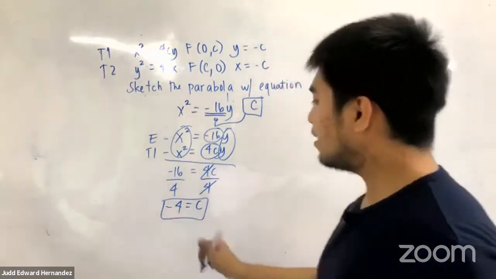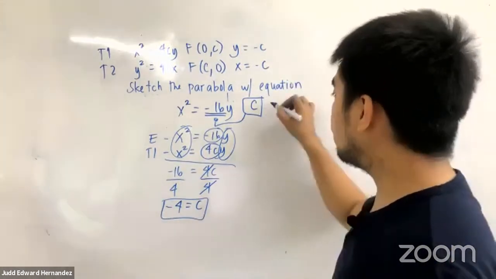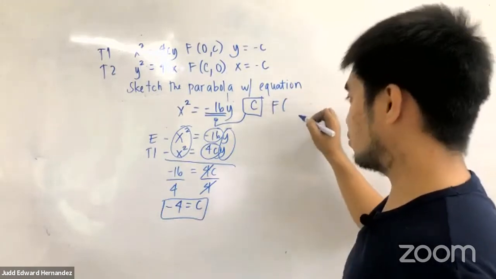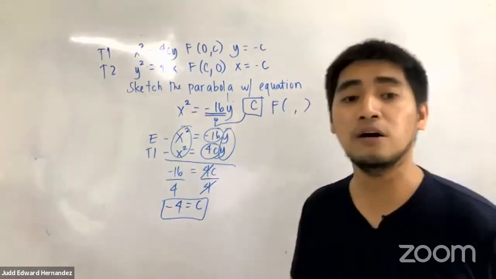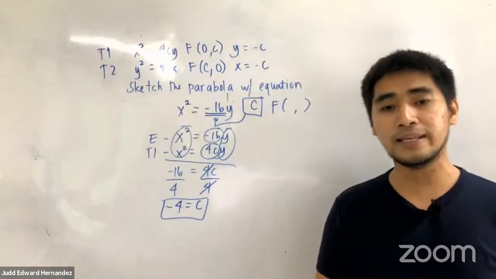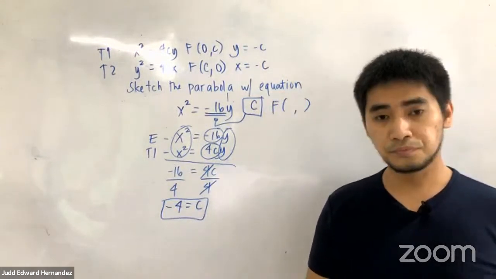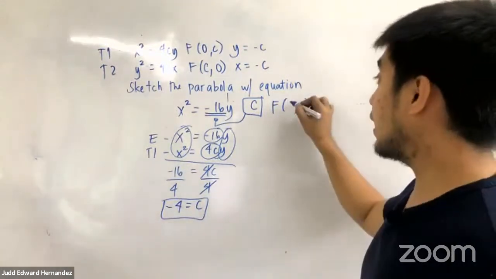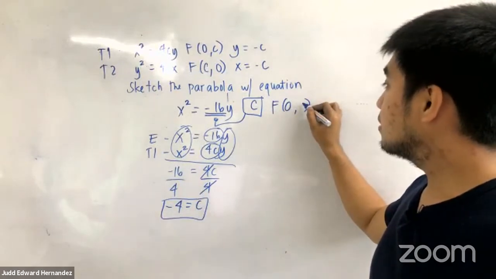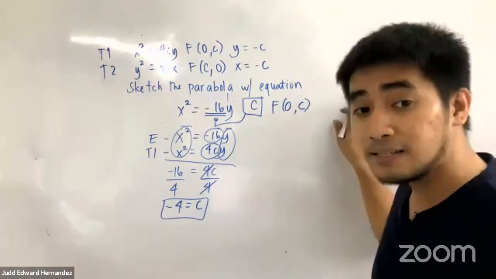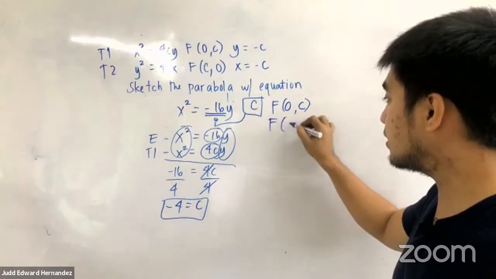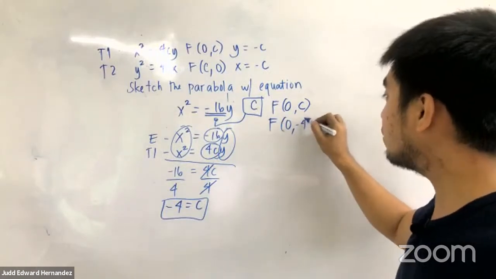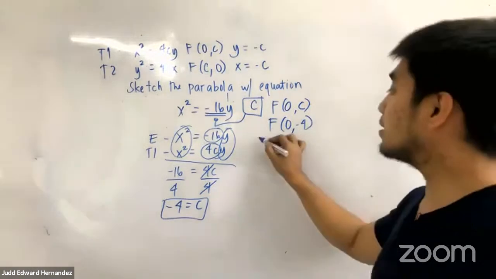Okay, if the value of your C is negative 4, what is now the focus? Saan na yung focus? Ano daw yung coordinate ng focus natin? 0 and C. Tama ba? Therefore, the focus is located at 0, negative 4. What is the directrix?